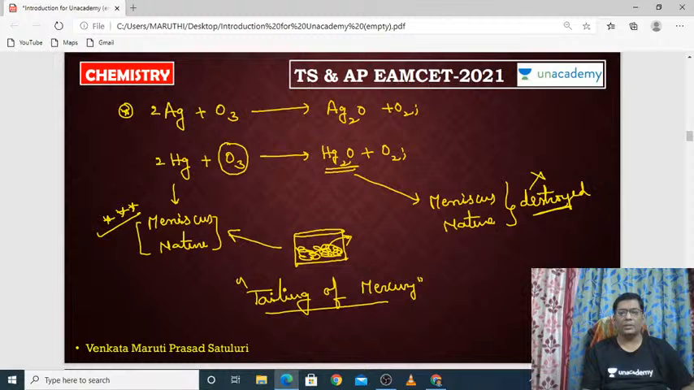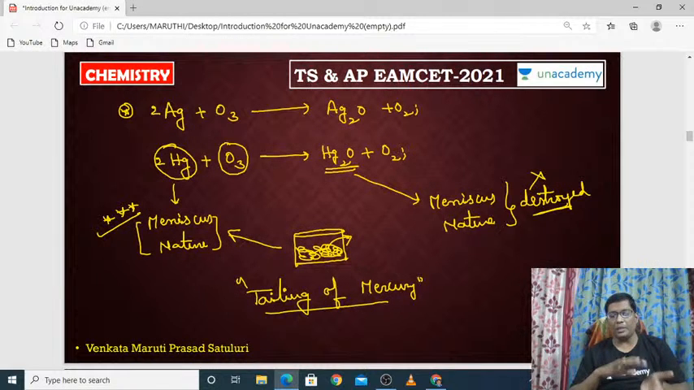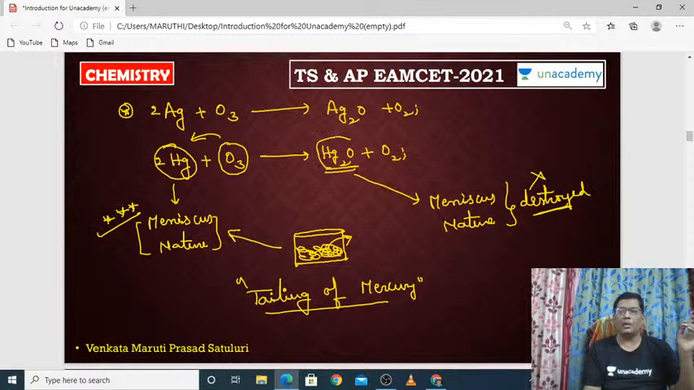See here, tailing of mercury means normally mercury is having meniscus nature. Meniscus nature means the mercury cannot stick onto the surface of the walls. But once the mercury reacts with the ozone, mercurous oxide will be produced, 2Hg plus O2 minus.